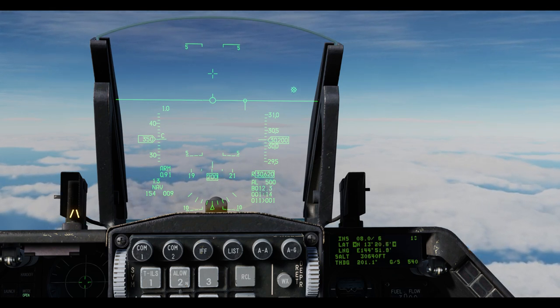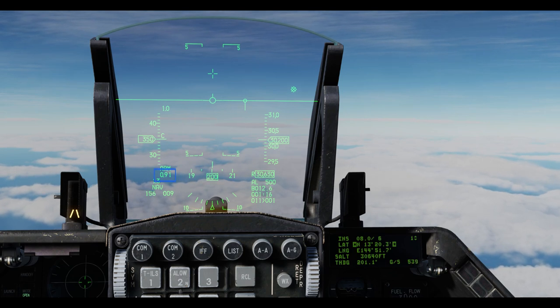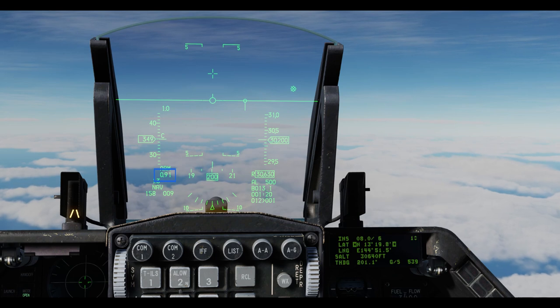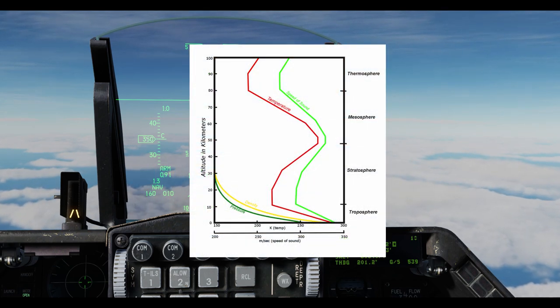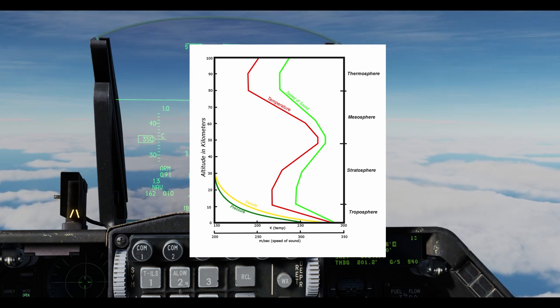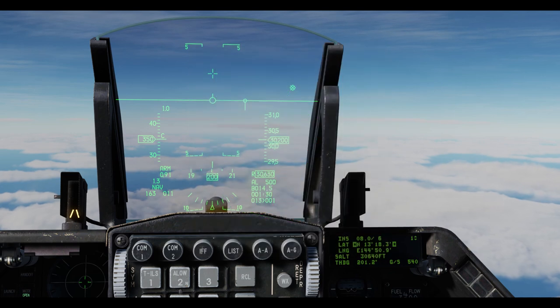You'll also notice that our Mach number is a lot higher, too. Part of the reason is our higher true airspeed, but there's a second factor at play. At 30,000 feet, the speed of sound is actually lower by about 72 knots. So as we climb, we can expect to get higher Mach numbers.